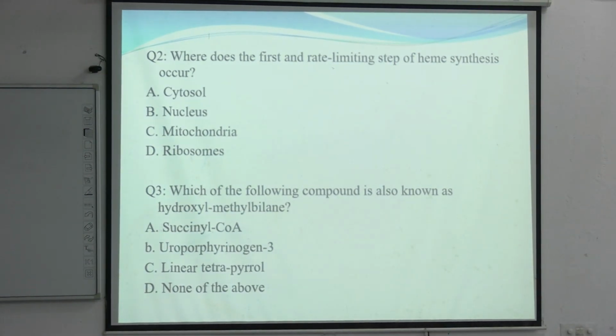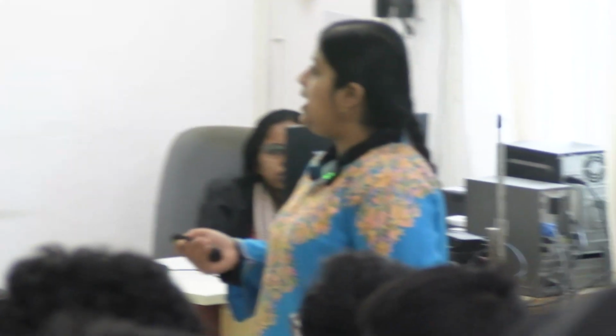Okay. Now, where does the first and rate limiting step of heme synthesis occur? The first step of heme synthesis, that is also the rate limiting step, occurs in the mitochondria. If asked where the last step of heme synthesis occurs, mitochondria. Okay. Which of the following compounds is also known as hydroxymethylbilane? That is linear tetrapyrrole.